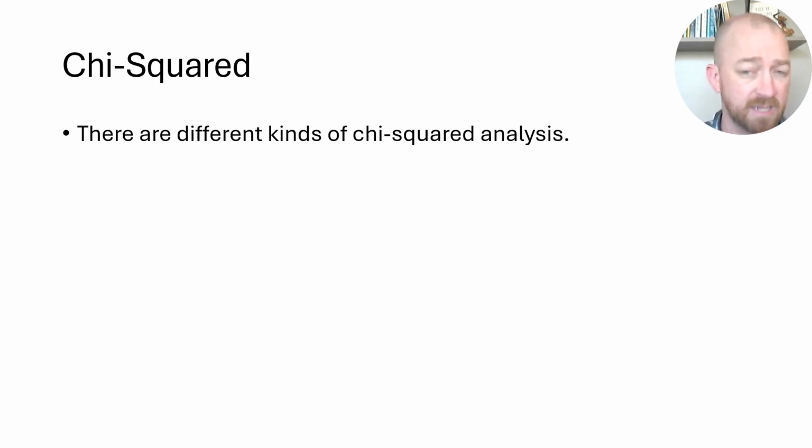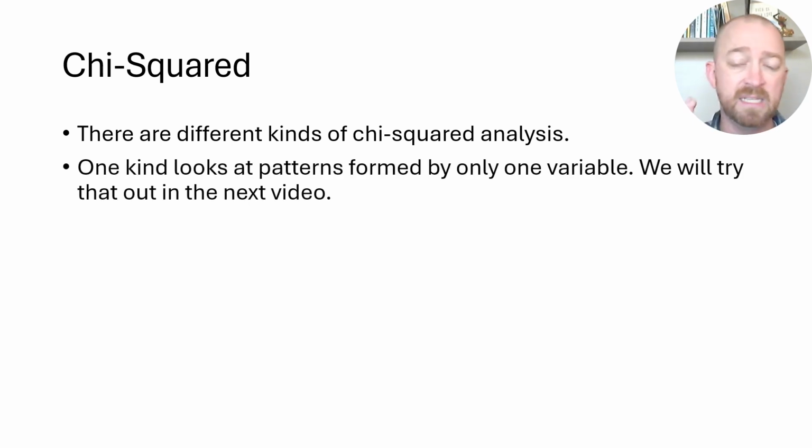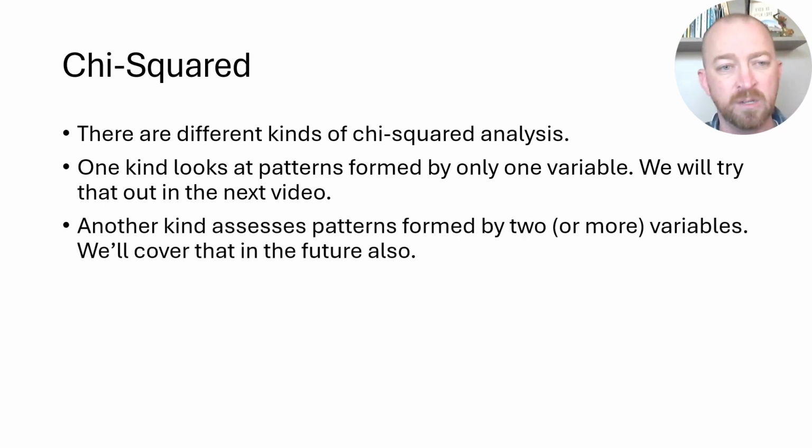The simplest kind of chi-square, however, looks at only a single variable, and it wants to know how the levels of that variable are turning out. What are the patterns going on in the levels of that variable? I'll get more into that certainly here. We're going to practice one of those in the next video, and I'm going to introduce the basic concept in this video. And then there's another kind that assesses the patterns between two or more variables.